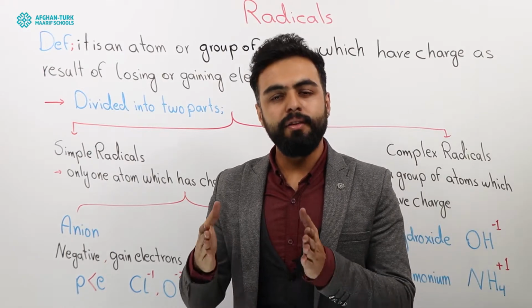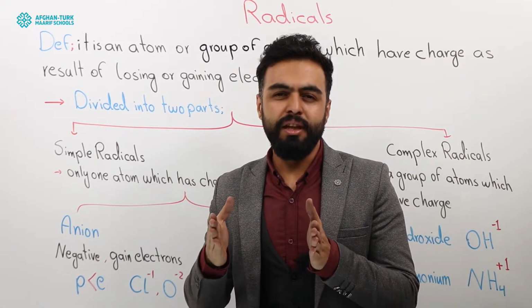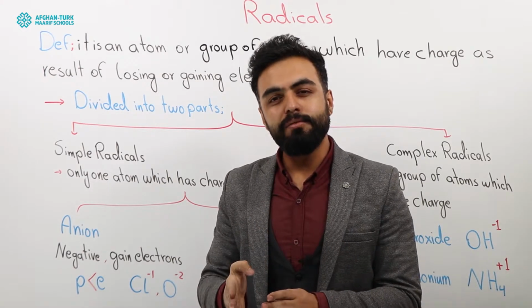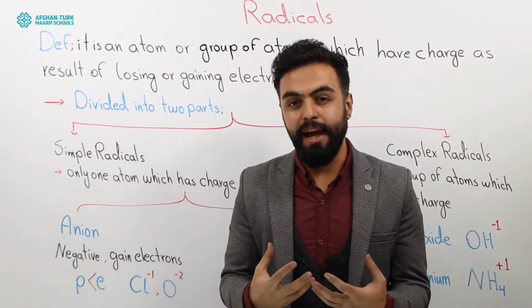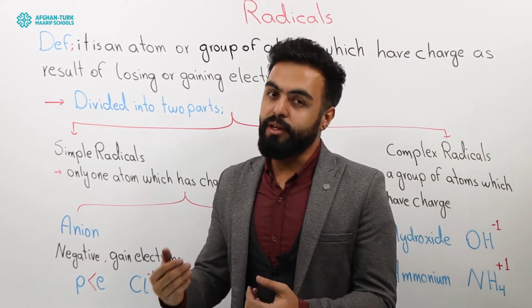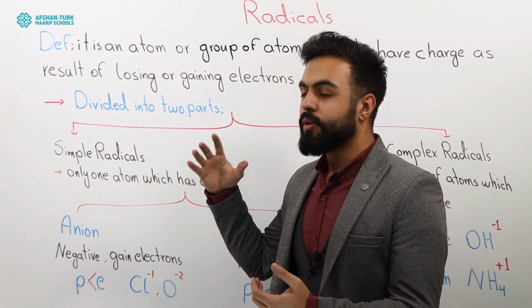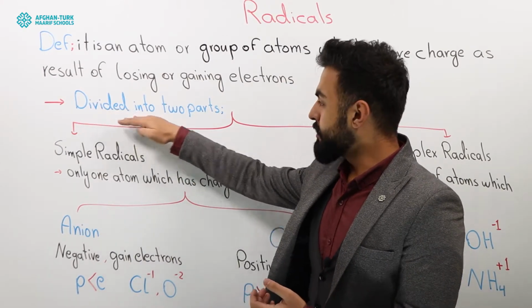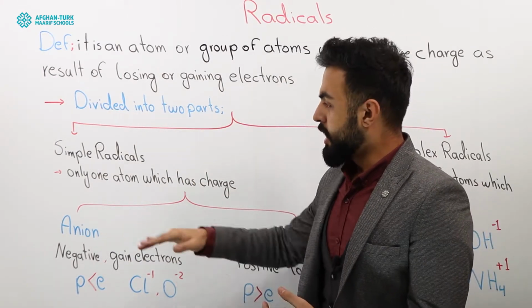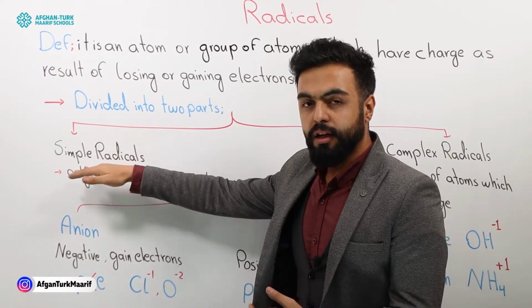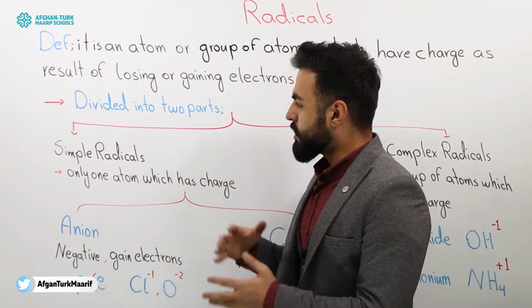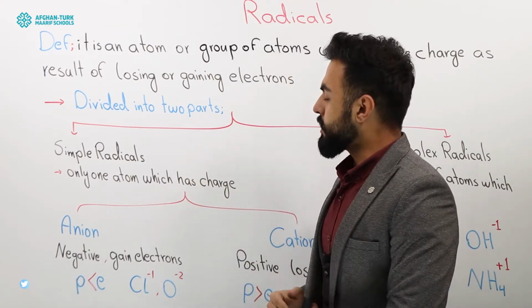We know that in a normal situation, atoms have the same number of electrons and protons, so they do not have charge. And when they lose or gain electrons, they can have charge. The radicals are divided into two different parts. The first one is the simple radical and the other one is the complex radical. So let's start first with the simple radical.